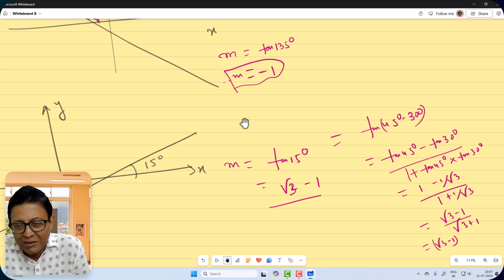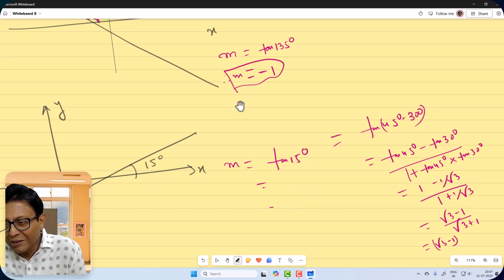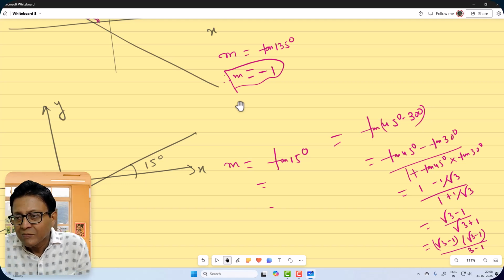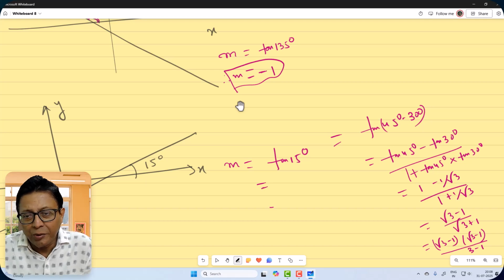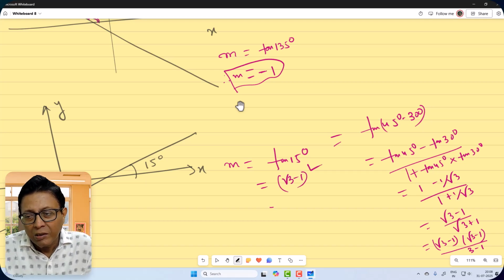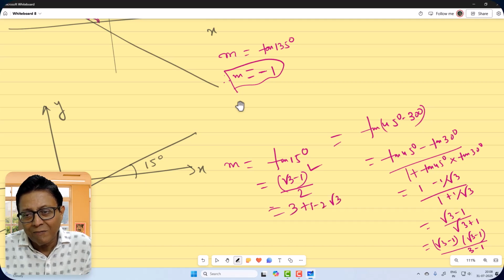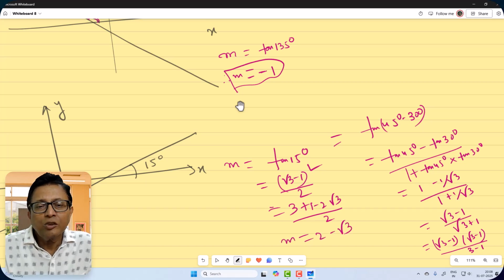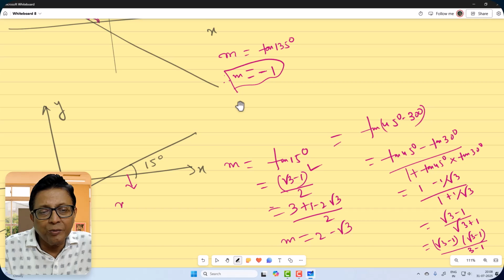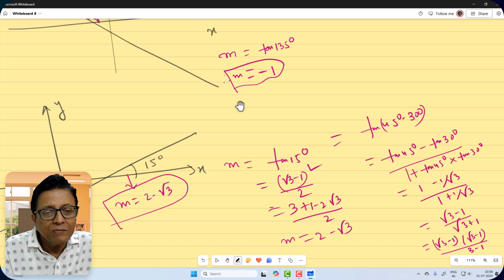I actually have written the wrong answer here. Multiply by root 3 minus 1, both numerator and denominator. That's what I'm doing. And this will be root 3 plus 1 times root 3 minus 1, that is 3 minus 1. So tan 15 degree is going to be this divided by 2. So in this case slope is going to be 2 minus root 3. Okay.